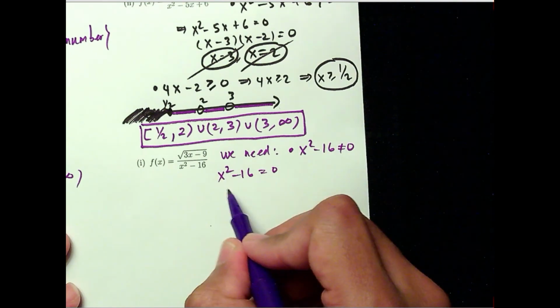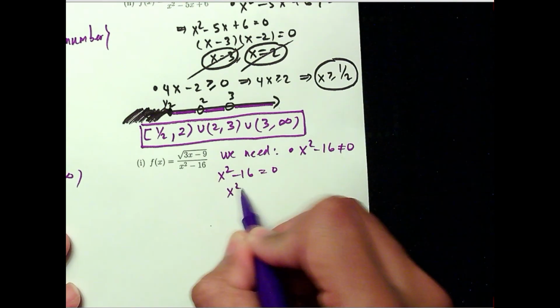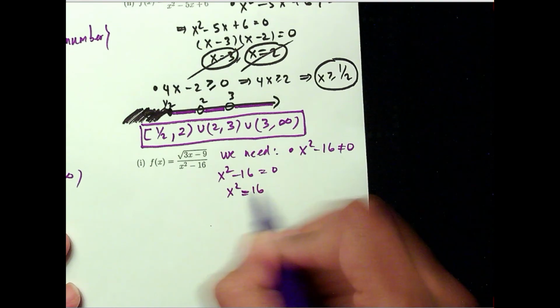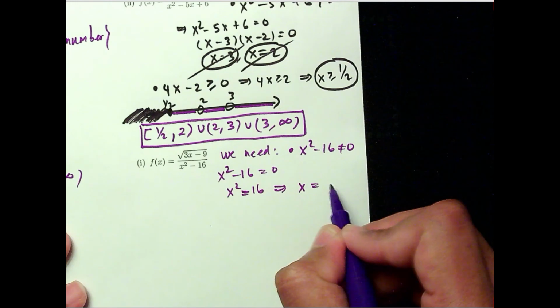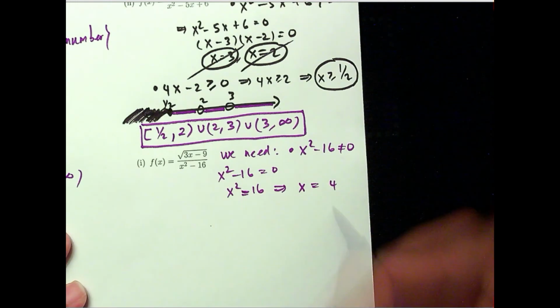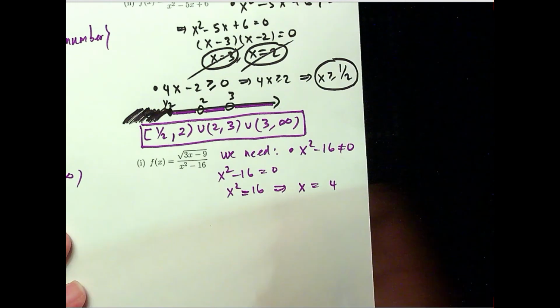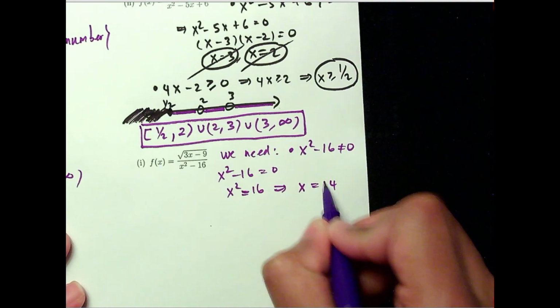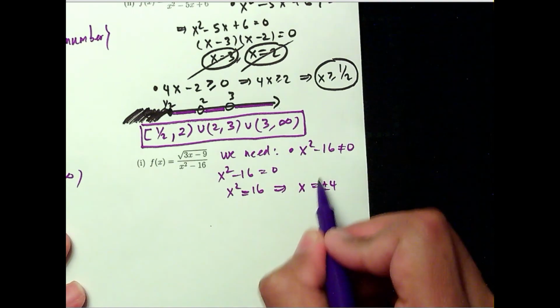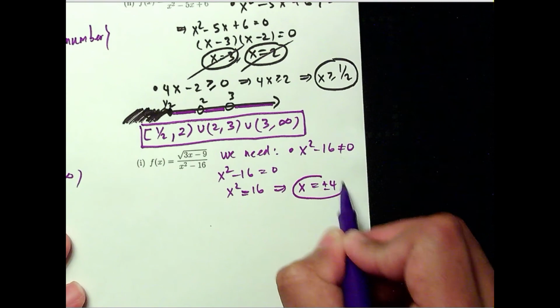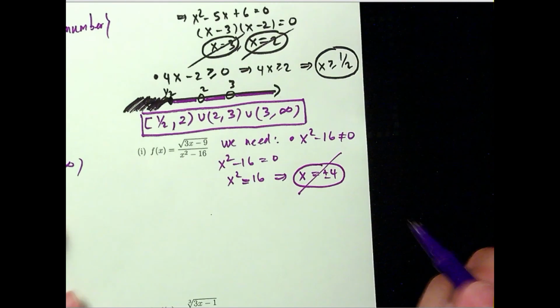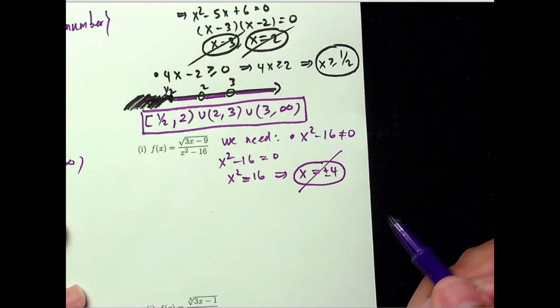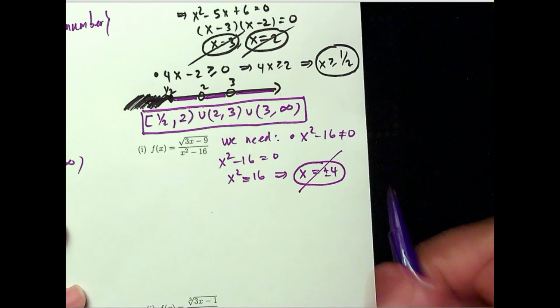And that means x squared equals 16. Take square root on both sides. X equals square root of 16, which is 4. But remember that when you take square root on both sides of an equation, you put plus or minus. These two numbers are the ones that make the bottom 0, so you don't want them. These need to be discarded. And that concludes the first bullet point.